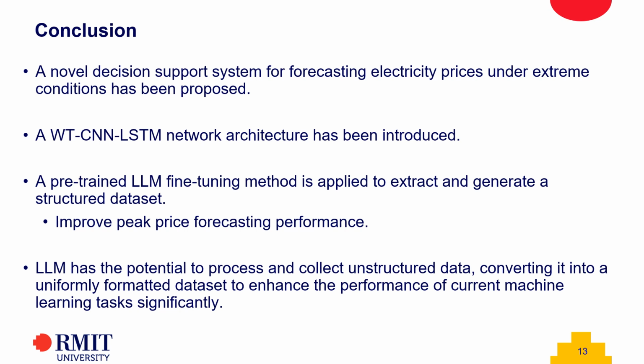In this study, we've introduced a cutting-edge decision support system designed to predict electricity prices during extreme conditions. The system features a wavelet transform CNN LSTM network architecture specifically for forecasting peak electricity prices. Alongside this, we've categorized electricity market notices and employed fine-tuning to refine a pre-trained LLM for the extraction and creation of a well-structured dataset. This dataset, derived from market notices, has been instrumental in boosting the performance of our wavelet transform CNN LSTM model and its ability to forecast peak prices accurately.